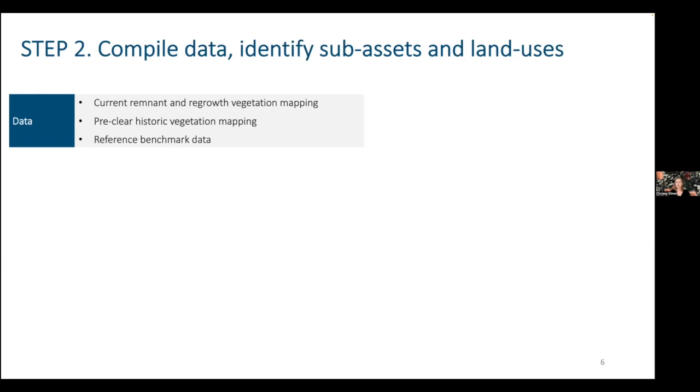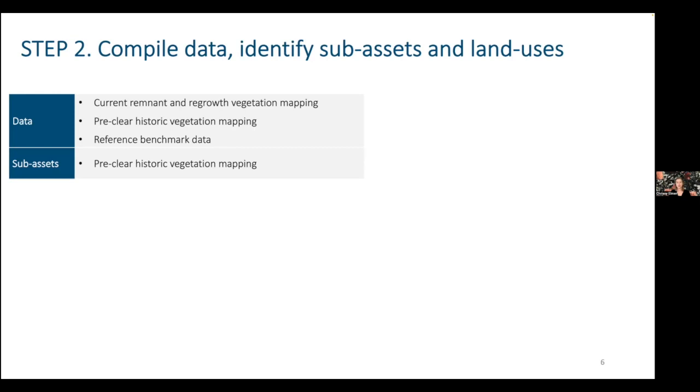Step 2 of this method is where you compile your data, you identify your sub-assets, and you identify your land uses. So the method includes a number of resources that are required to complete the environmental account. But broadly speaking, at this point, we really are relying on current remnant and regrowth vegetation mapping, pre-clear historic vegetation mapping, and reference benchmark data.